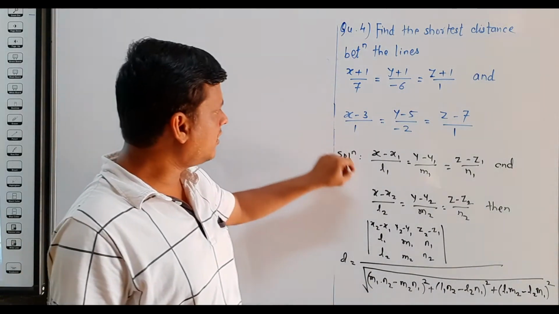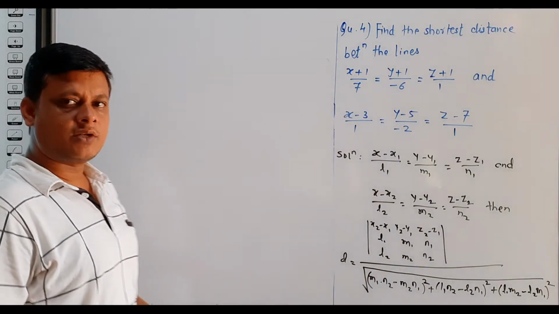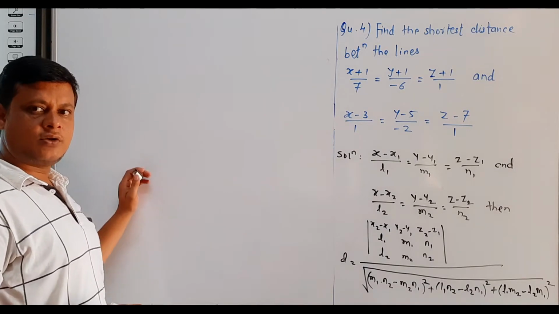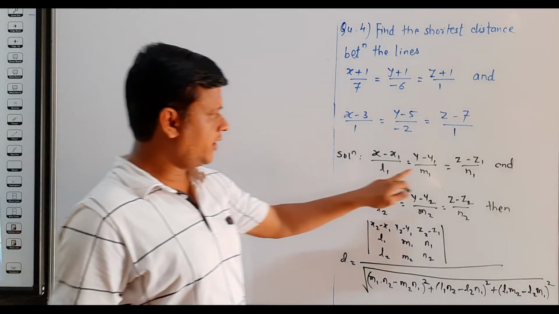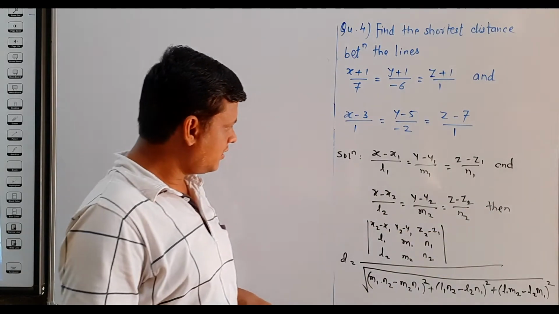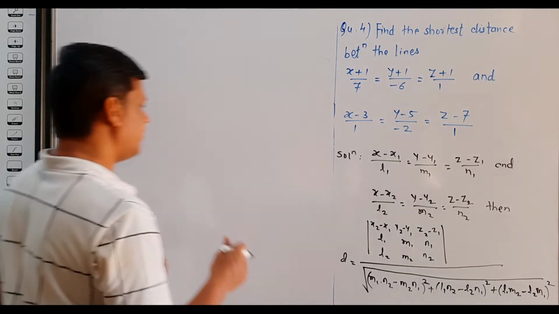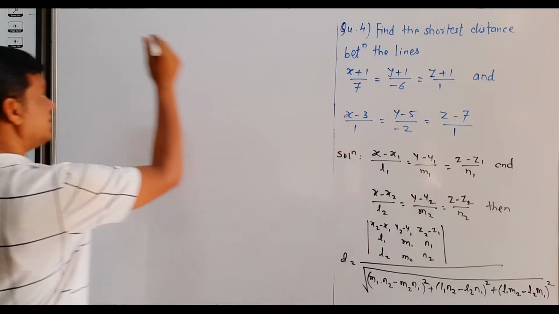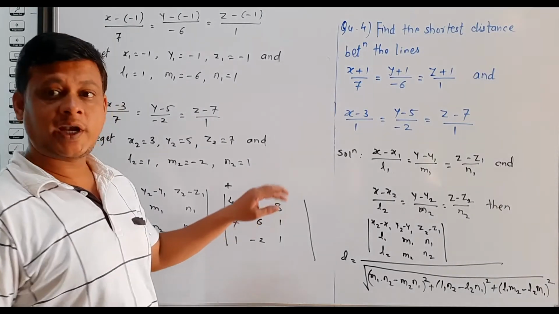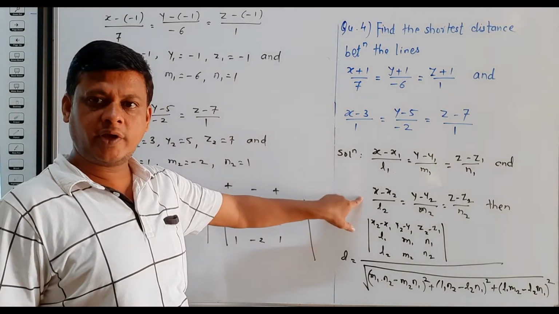For that we have to compare the given equations and first find the values of x1, y1, z1, x2, y2, z2, and then L1, M1, N1 and L2, M2, N2. So we calculate the numerator first. For that we compare the given equations with these two equations.